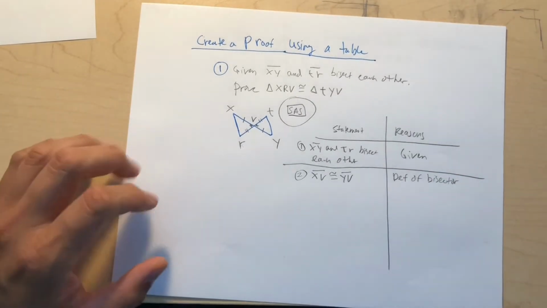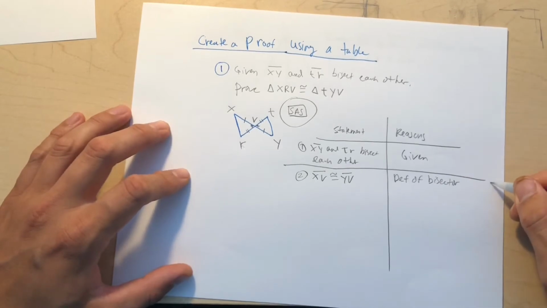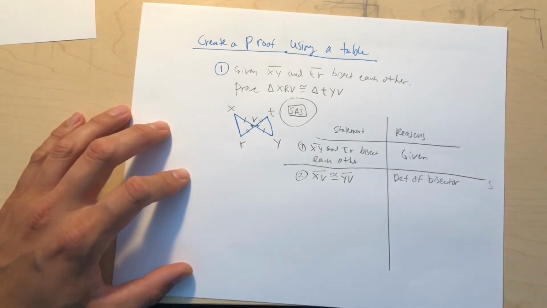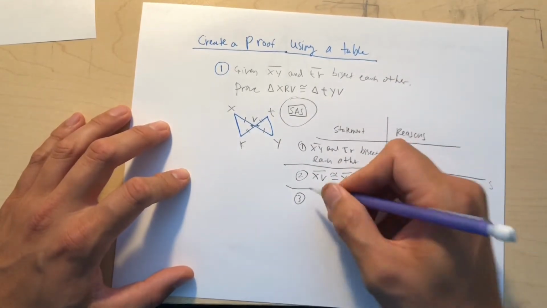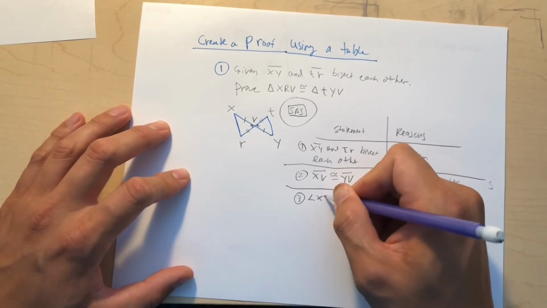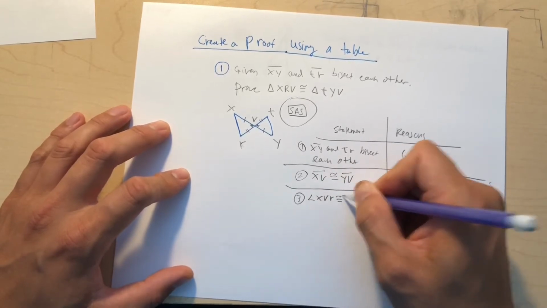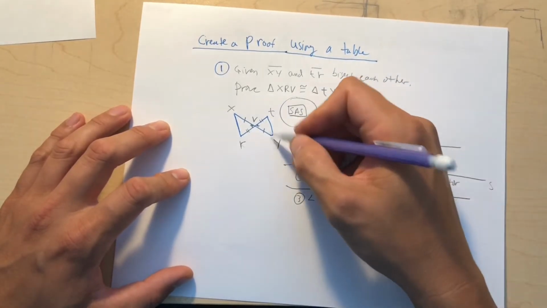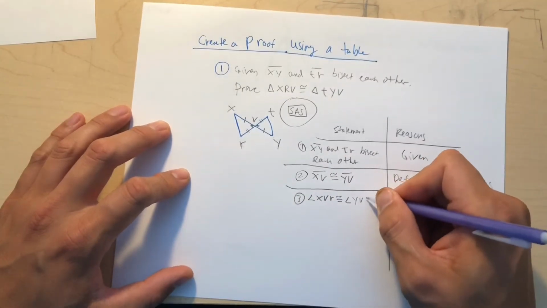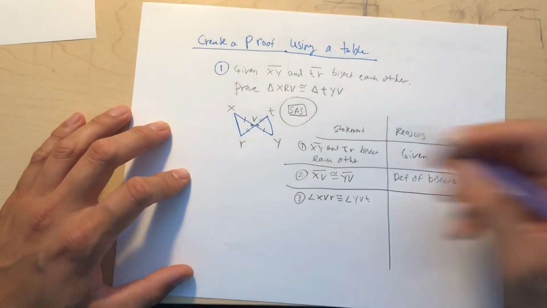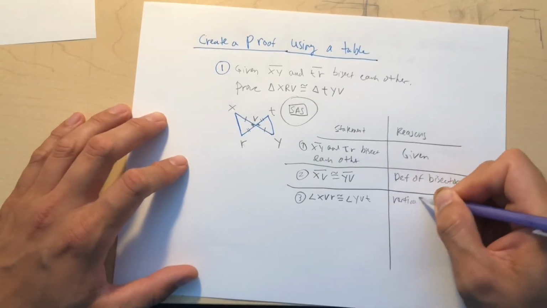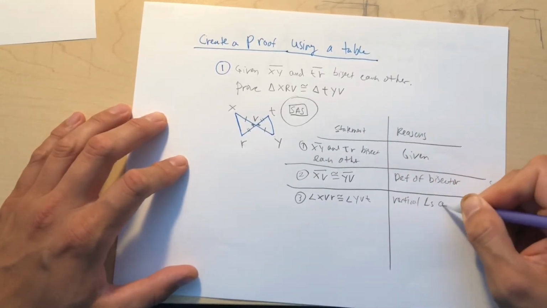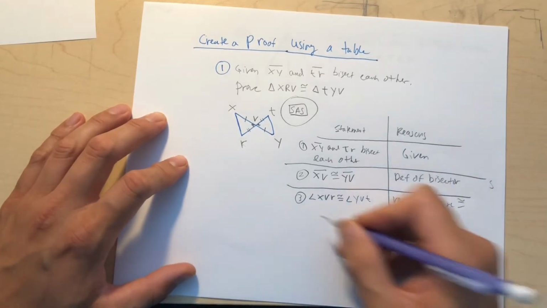All right, now we have our first side. Now you don't have to write this part down, but that's our side right there. Okay, let's go ahead and move on to the next one. Now we have to state down the angle. So those two angles are the same. So number three, angle XVR is congruent to angle YVT. And the reason why is because vertical angles are congruent. There you go.